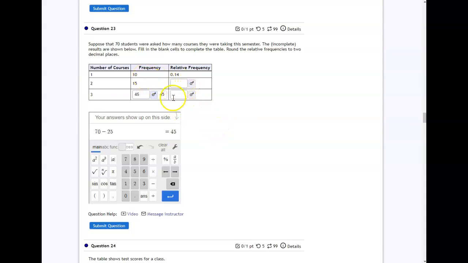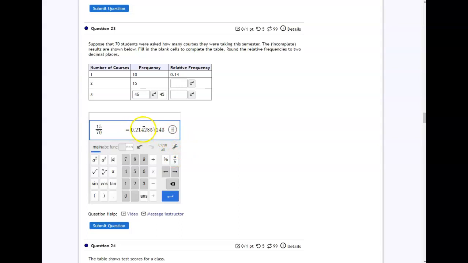Now, relative frequency, to find it, you do the proportion of each frequency out of the total, or part over whole. So to get the 14%, or the 0.14, they did 10 divided by 70 and then rounded to the nearest hundredth, so the 2 decimal places. So for this column, we're going to do 15 divided by 70, and we're going to round to 2 decimal places.